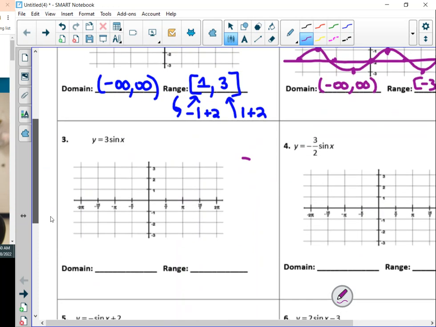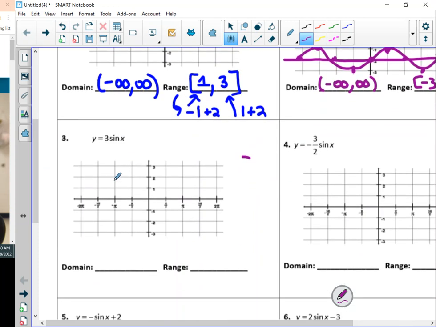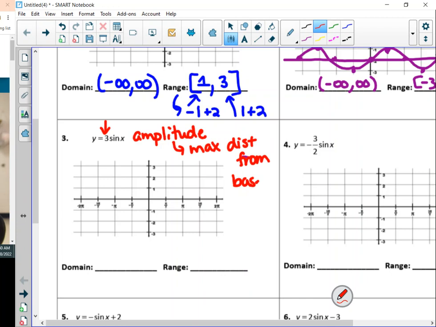3 out front, that's a stretch or an amplitude change. Now, amplitude is the distance the high and low points are from the baseline. Amplitude is maximum distance from the baseline. In a normal sine curve, my amplitude is 1.